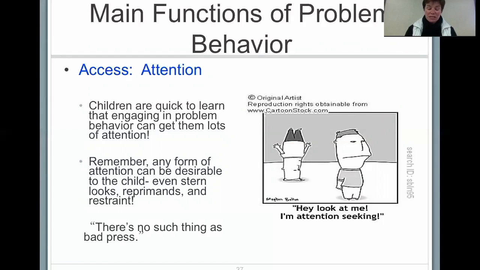One way they are different is in the methods they have learned in order to access attention. Children are quick to learn that doing something bad will result in us dropping whatever else we were doing to rush over and give them lots of attention. This is a very quick and efficient way for kids to get attention from adults. Remember, there's no such thing as bad press, so any form of attention can be desirable to a child, including stern looks, reprimands, and even restraint.